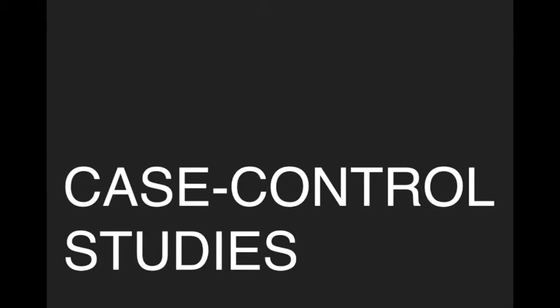Cases and controls should be similar to each other except for disease status. A case is selected because they have a disease or health-related outcome, while a control is matched on key characteristics to a case, usually demographics, and they should not have the disease or health-related outcome.